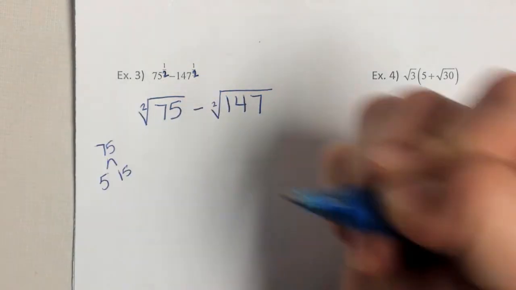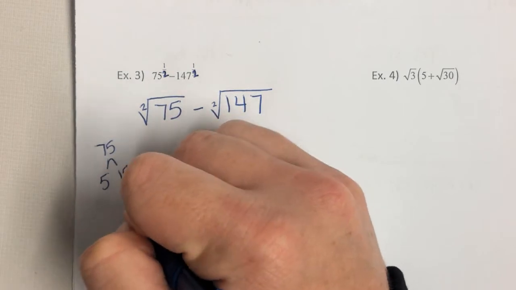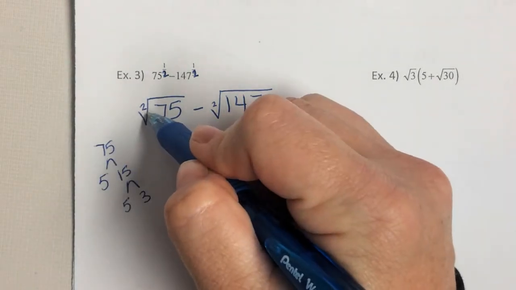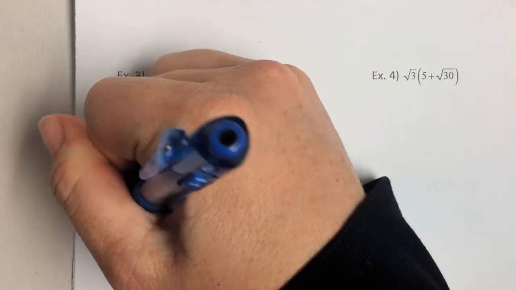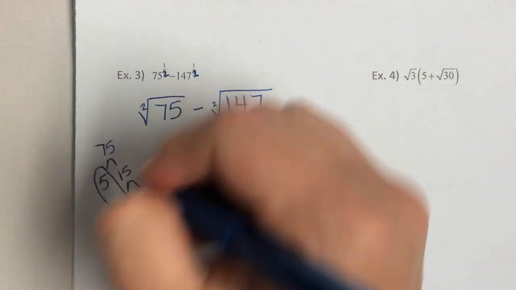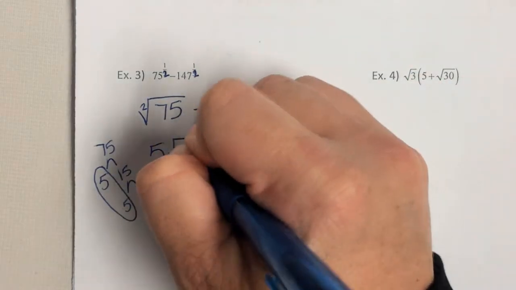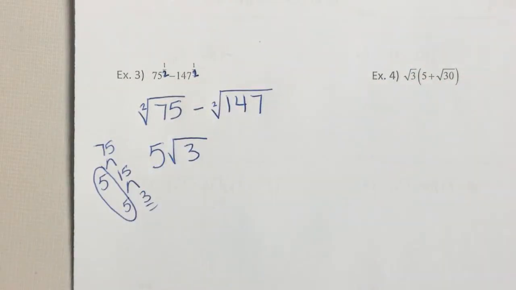5 times 15. 5 also goes into 15 3 times. And because it's square root, I'm looking for pairs of 2. So here's a pair of 2 5s, so I can take that out. And what was left over? Y'all remember how to do that?